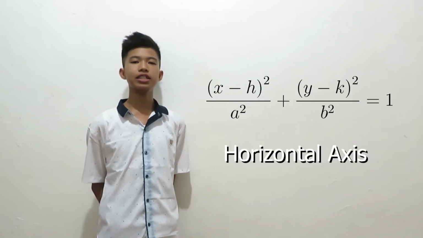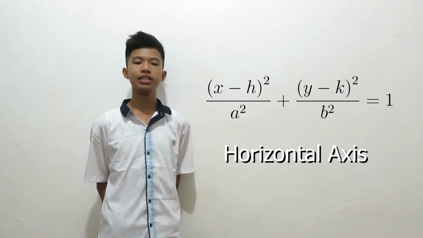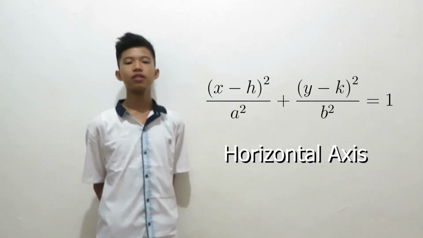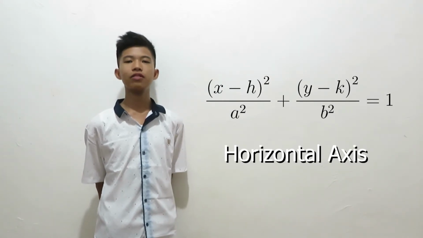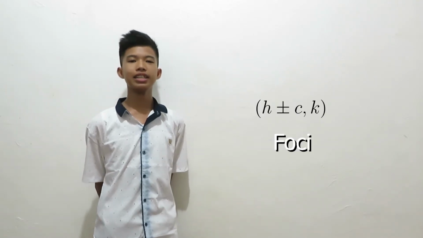For the formula of the horizontal axis standard equation: (x minus h) squared over a squared plus (y minus k) squared over b squared is equal to 1. Center, (h, k). Vertices, (h plus or minus a, k). Co-vertices, (h, k plus or minus b). Foci, (h plus or minus c, k).